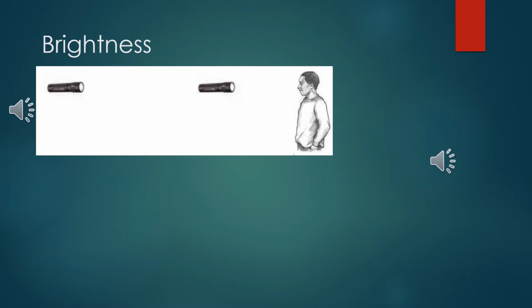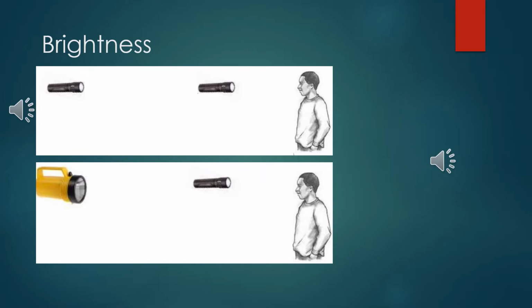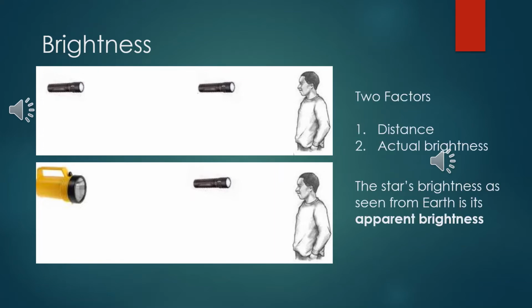Imagine that we put two flashlights in different distances. One is near and other is far. We see that the near flashlight is brighter. Then imagine we replace the far flashlight with bigger flashlight. Then it is possible that we see equal brightness. The brightness of a star as seen from the Earth depends on two factors, the distance and the actual brightness, or absolute brightness, of the star. The star's brightness as seen from Earth is its apparent brightness.